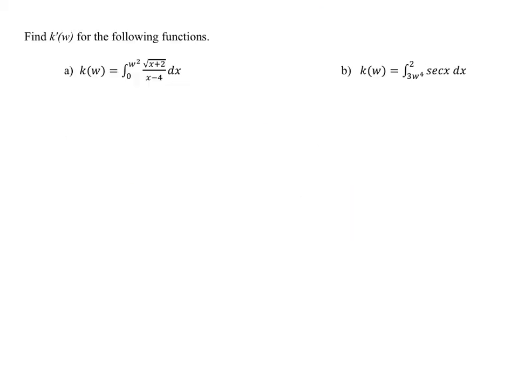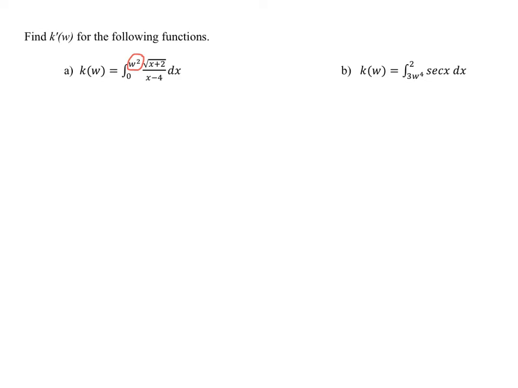Let's take a look at two more examples. We're still finding a derivative in these examples. Now we're finding k prime of w, where k of w is an integral. However, take a look at this integral because these two are slightly different than the previous two that we've done, because now we're not integrating just from 0 to w, but rather we're integrating from 0 to w squared.